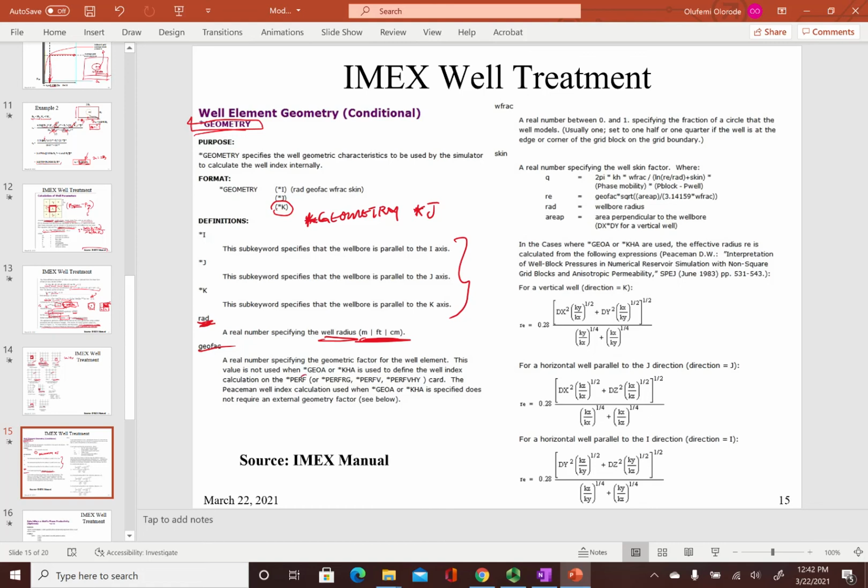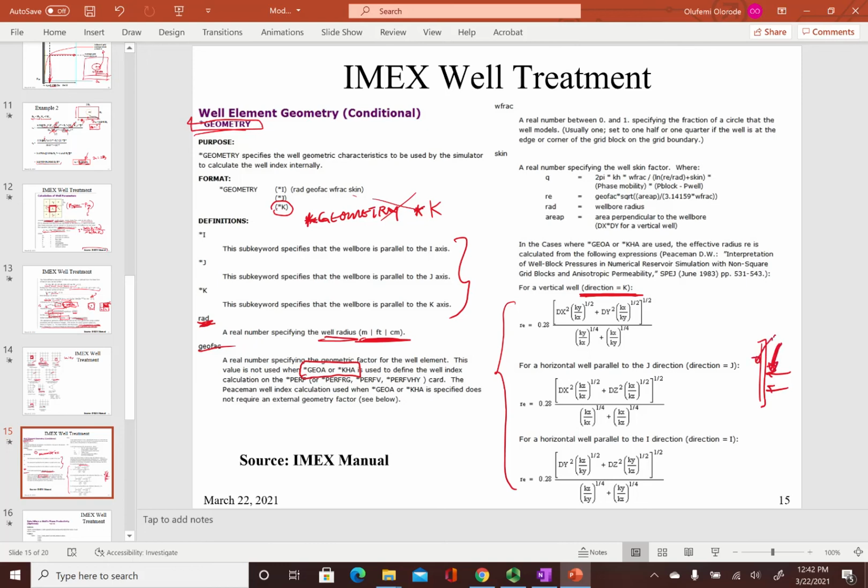And we point out here that if you're using either of these two keywords, then we wouldn't be using the geometry keyword. And those will actually calculate the effective wellbore radius using these equations, depending on the direction of the well. So if the well is a vertical well, so it's in the K direction, so we'll be using star K here. Then the two permeabilities that will control the flow, because the well is vertical, will be Kx, and the one in this direction, Ky.